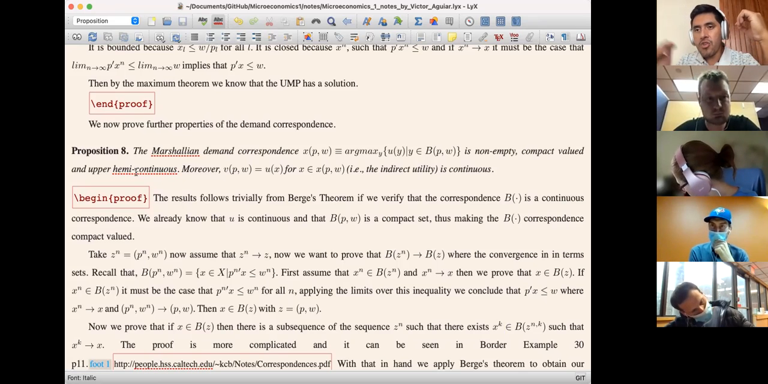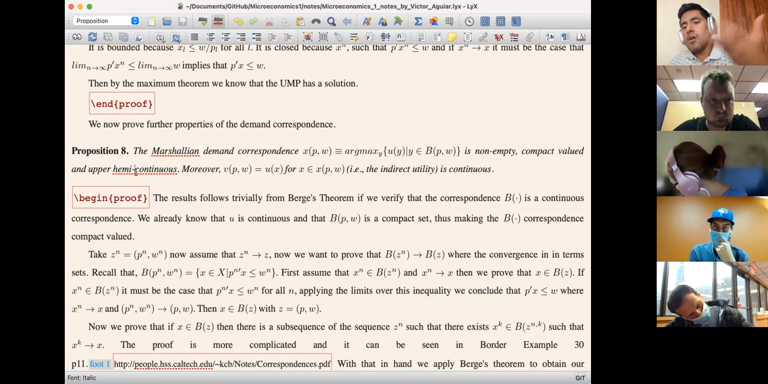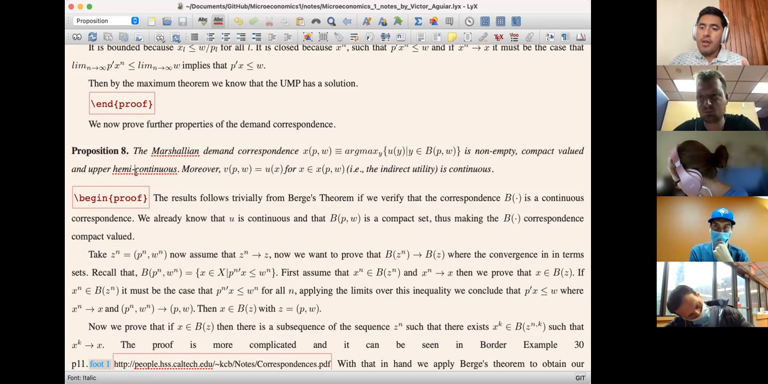So it has some level of continuity. It's not blowing up in general. So that's it. And the indirect utility being continuous, essentially, as I told you, means that the welfare that you derive from consuming, if you're a maximizer, is not jumping.